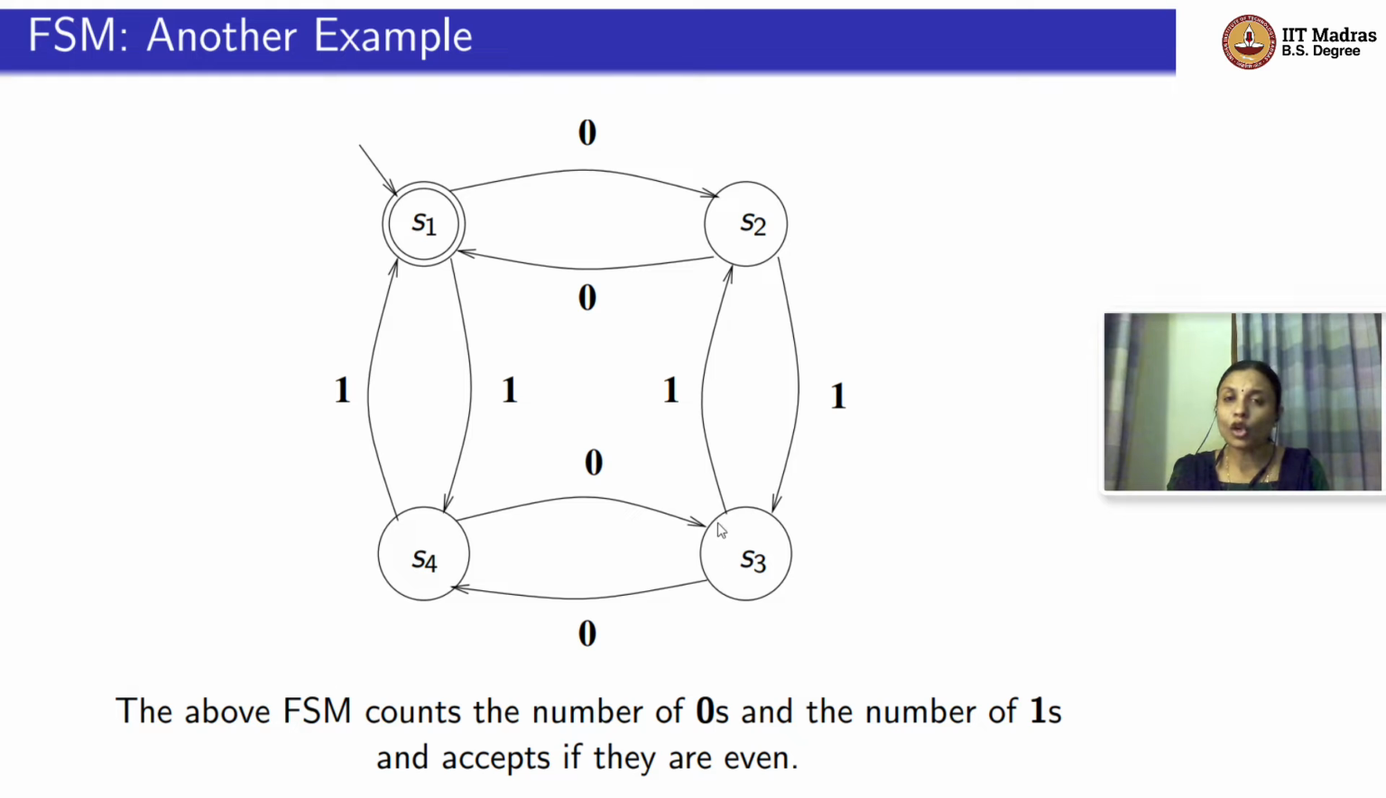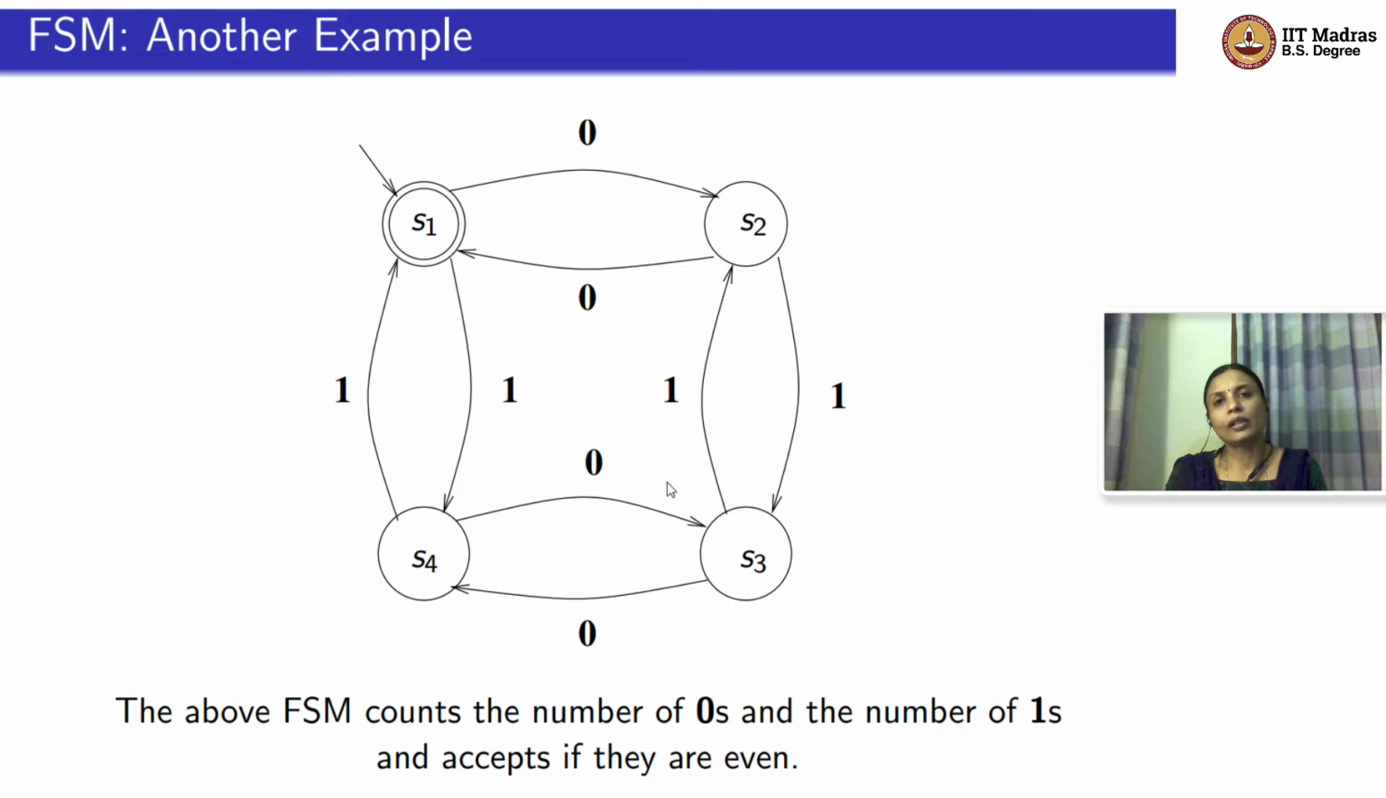Note that S3 is not a final state, and because the finite state machine ends up there, the path of the finite state machine as it comes while reading the string ends up in a non-final state, this particular string is not accepted. Rightly so, because the goal of this finite state machine is to accept strings with an even number of zeros and an even number of ones.